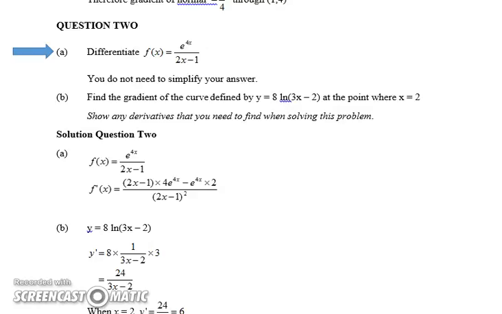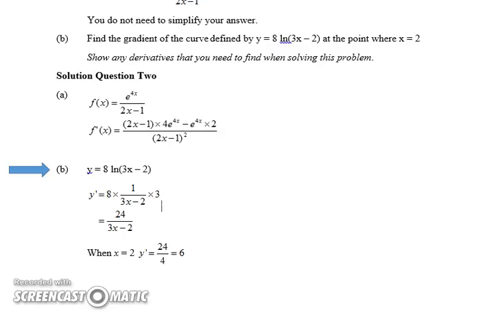You need to know how to use the quotient rule and the product rule. Question 2a is a quotient. It's a division. So we start off by, we square the denominator to get 2x minus 1 squared, and then put that on top of the fraction. Differentiate the top line, 4e to the 4x minus, then it's just e to the 4x times 2.